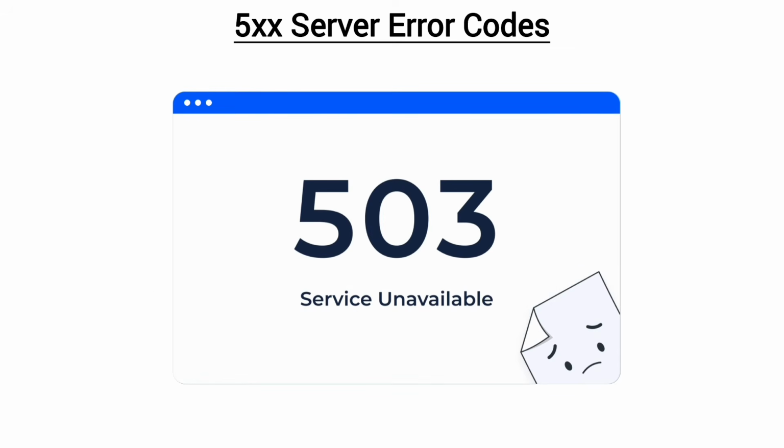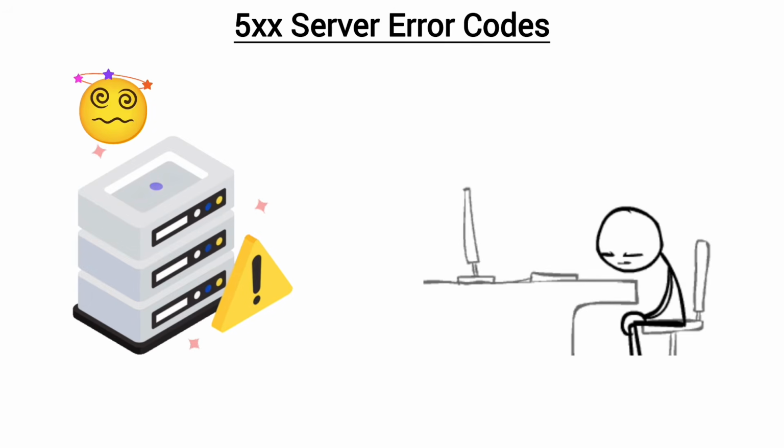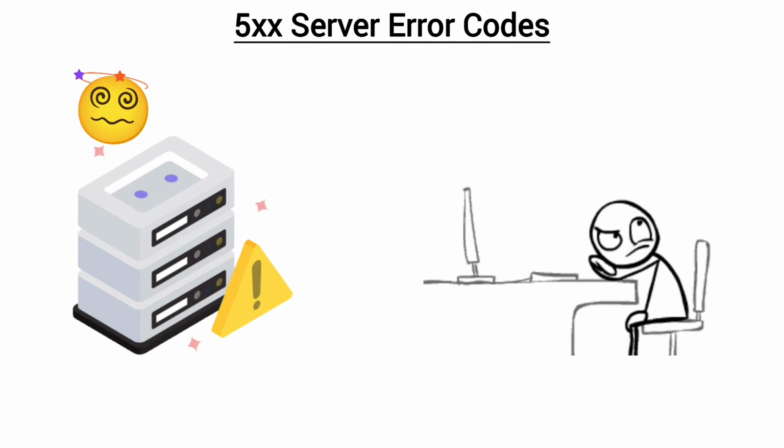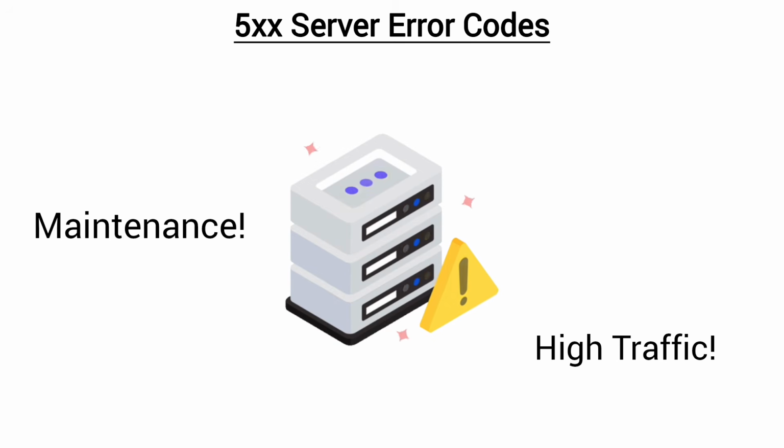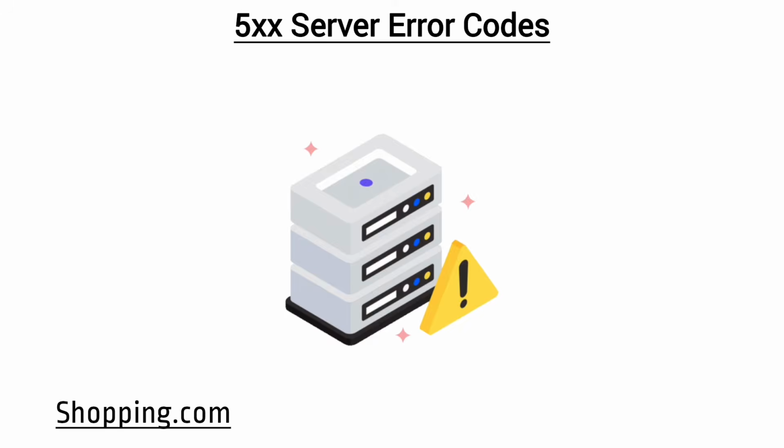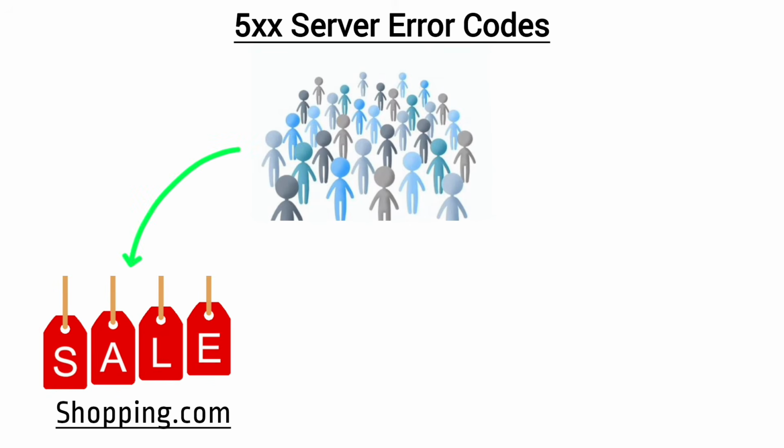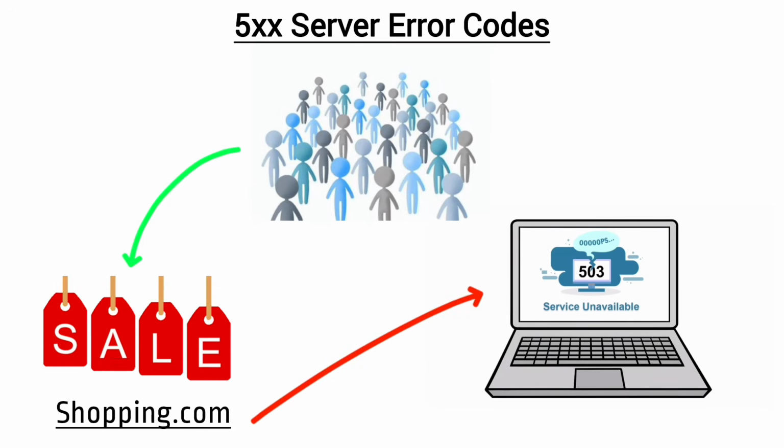503 means service unavailable. It means the server is temporarily unable to handle the request, usually due to maintenance, high traffic, or overload. For example, during a sale or event, a site might get too many visitors and return this message until the load reduces.